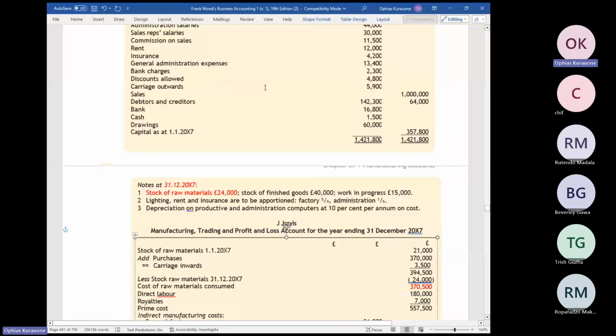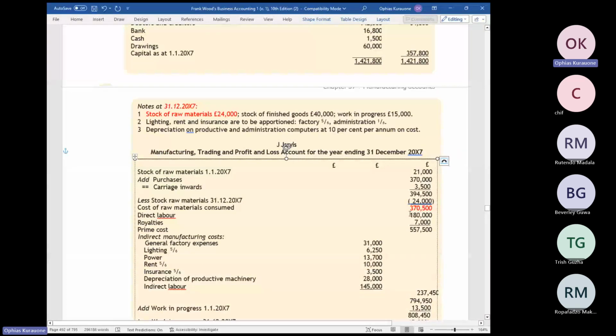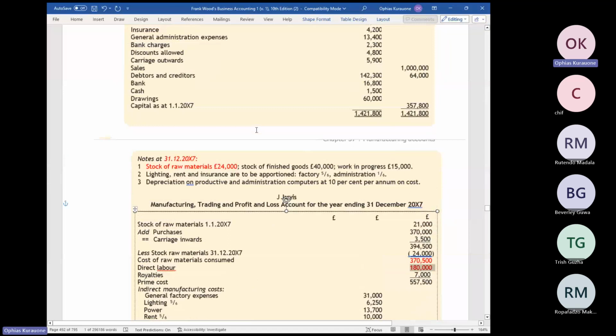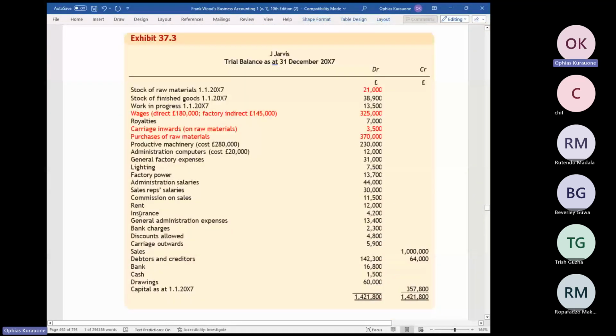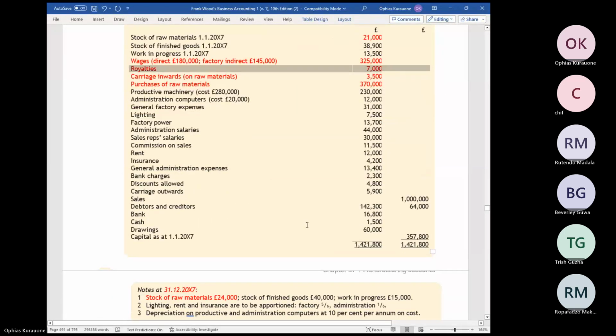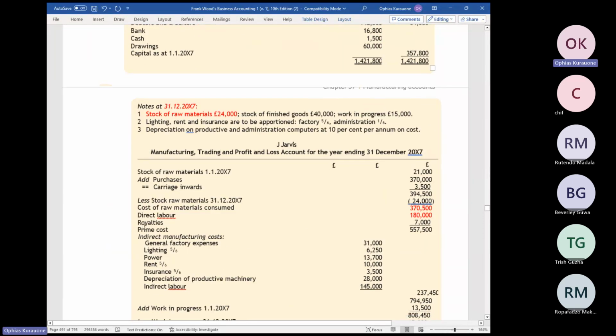So for the prime cost here, we write the direct labor, 180,000 here. Then after 180,000, you go to royalties. As we had already said, the royalties are part of the direct expenses. Then we add. Then we have got prime costs here, unless we have got other direct costs. So the prime cost is the cost of raw materials consumed plus direct labor plus royalties. Then we get prime cost.